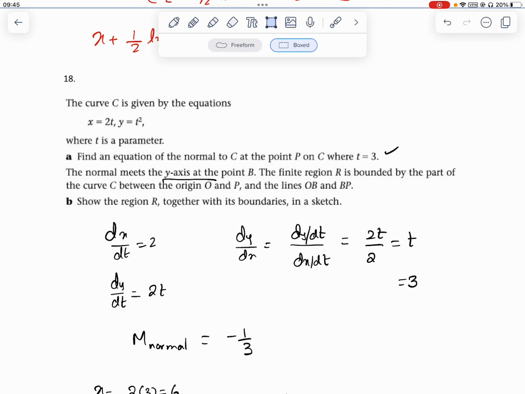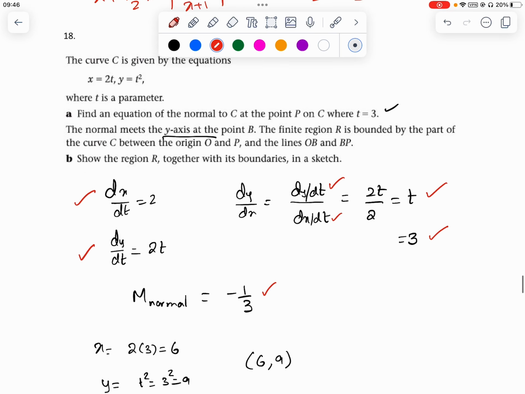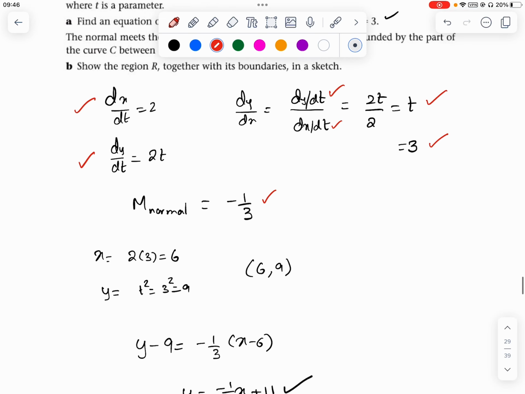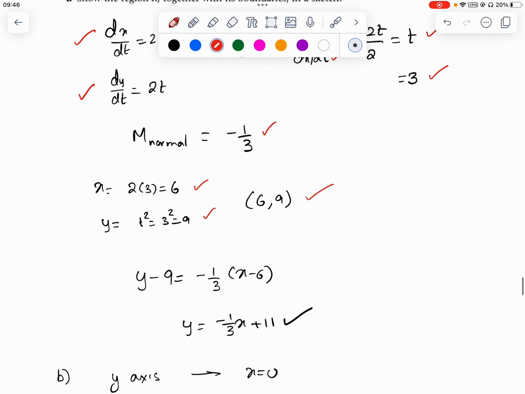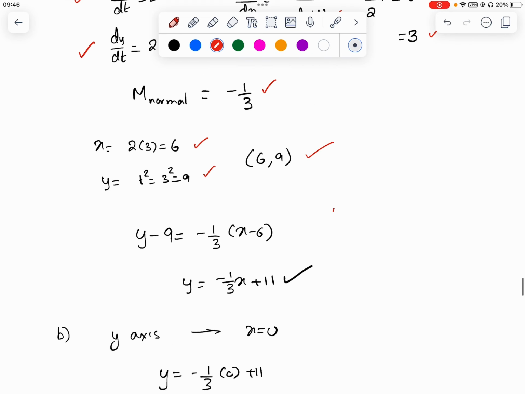So first, I have found dx upon dt, then I have found dy upon dt, then dy by dx is dy upon dt divided by dx upon dt, which gives me the value at t equals 3. That is the slope of the tangent. But I want the slope of the normal, which is negative 1 upon 3. Now I find the value of x and the value of y, which gives me 6, 9. Then I use the equation y minus y1 equals m times x minus x1, which will give me the equation of the normal.